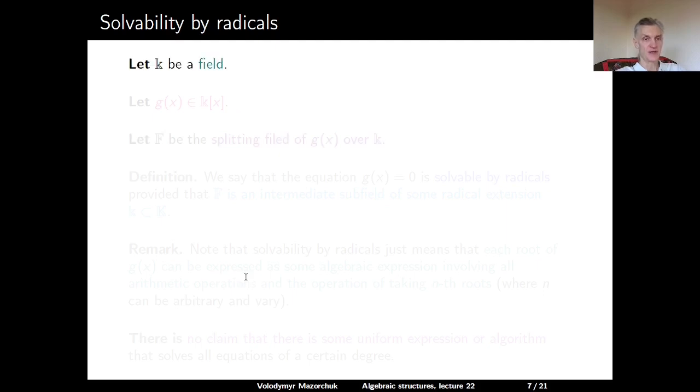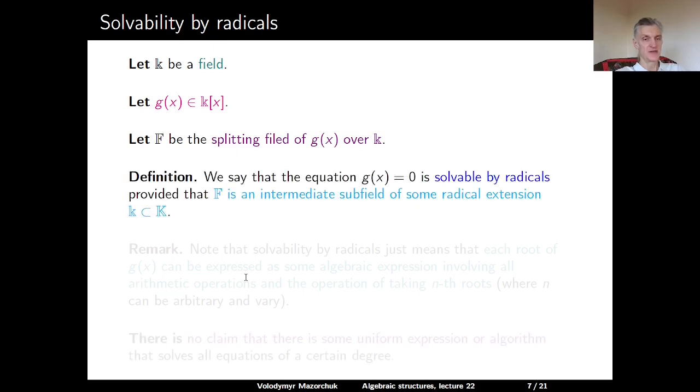Now we can define the notion of solvability of equations by radicals. So let k be a field and g of x a polynomial with coefficients in k. Let f be the splitting field of g of x over k. Definition: we say that the equation g of x is equal to 0 is solvable by radicals, provided that our splitting field f is an intermediate subfield of some radical extension of our starting field little k inside some ending field capital K.